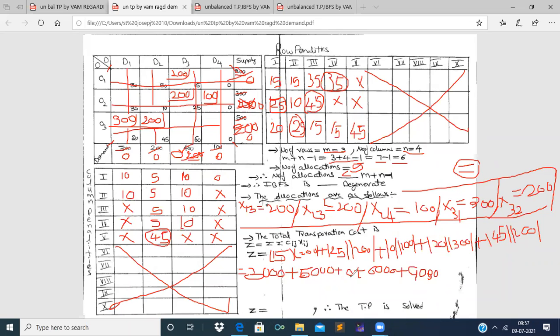300 plus 500, 800. 800 plus 600 is 1400. 1400 plus 9000. That is, all we get is thousands, right? 14,000 plus 9,000 is 23,000. Therefore, z is equal to 23,000. Therefore, the transportation problem is solved by Vogel's approximation method.